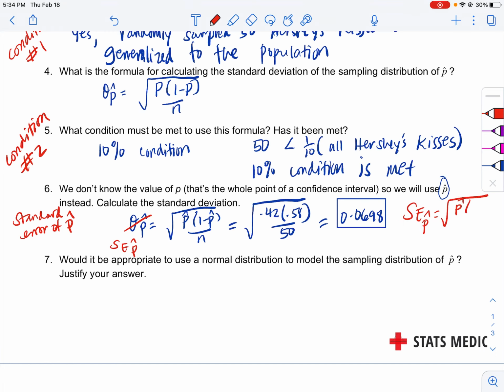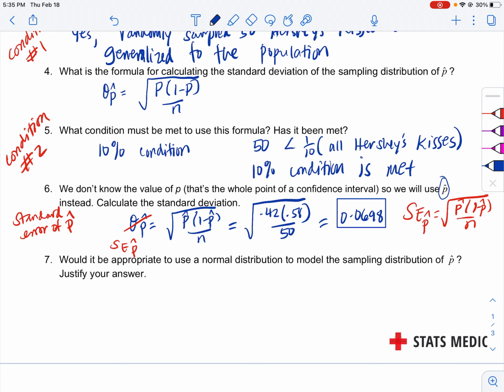P hat times 1 minus P hat over N. And remember now, we call this standard error. I know it's a standard deviation, but why do we call it standard error? We call it that because we're not using the P inside the radical, we're using the P hat.